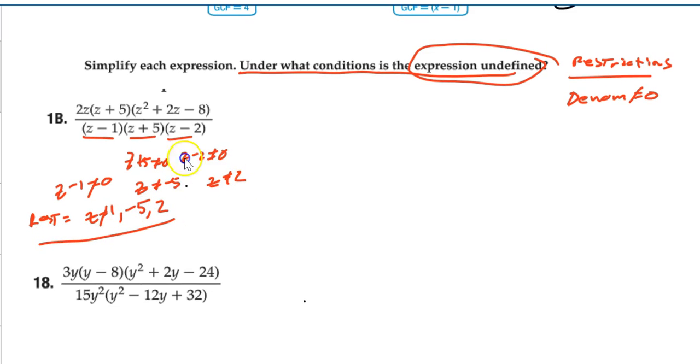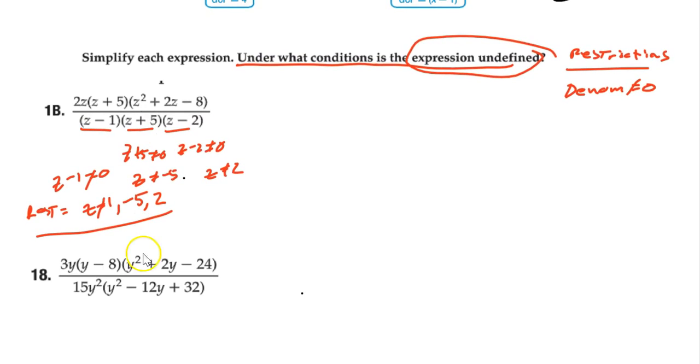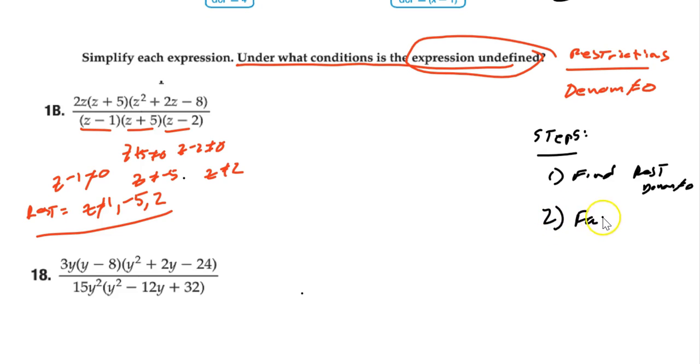Right? So, and that's actually the first thing we do in all this stuff. Finding restrictions is the first thing we're going to do in all these problems. Right? So the way we're going to do these problems are steps. Step 1, we're going to find restrictions. Right, which again, just set the denominator equal to 0, because we cannot divide by 0. Or set the denominator not equal to 0. And then we're going to do everybody's favorite thing in the world. We're going to factor. Then we're going to reduce.